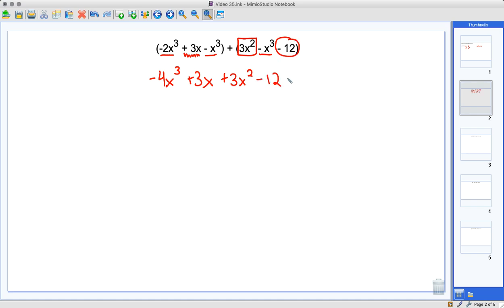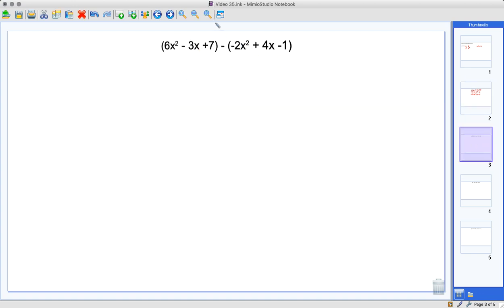Now when you write your answers, I want your exponents to go in decreasing order. So we want the biggest exponent first. That would be the negative 4x cubed. Then comes the 3x squared. Then comes the 3x. Then comes the minus 12. So that's adding polynomials.